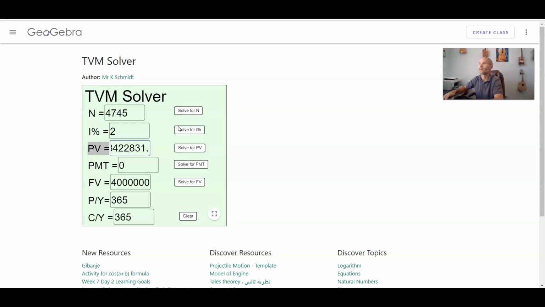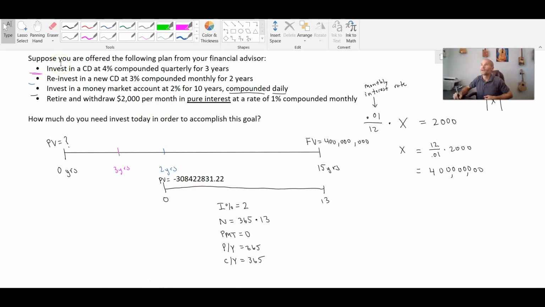This is about $308,422,831.22. So let's go ahead and copy this value. Okay, here we have that back in our time diagram. And that kind of makes sense, right? $308 million to get $400 million 13 years later at an interest rate of 2%. So we gain about 33% value on our account over the course of that 13-year period.